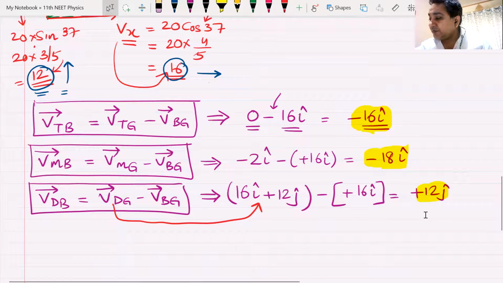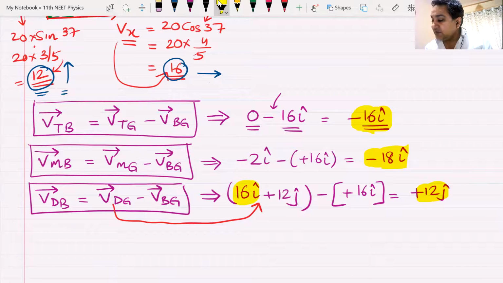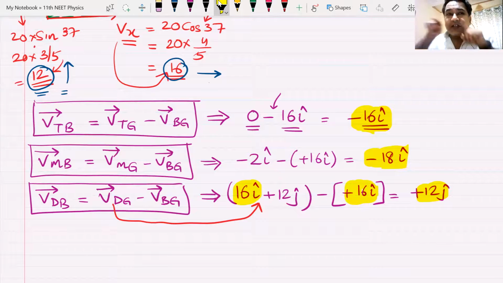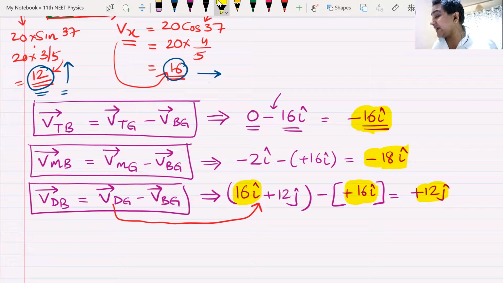As you can see here, this 16i, which is the horizontal velocity of the bird, is cancelling out with 16i, which is the horizontal velocity of this boy. So both have the same velocity along the x-axis, and therefore this boy does not see the bird moving, because they are moving with the same velocity. Am I clear with my explanation?